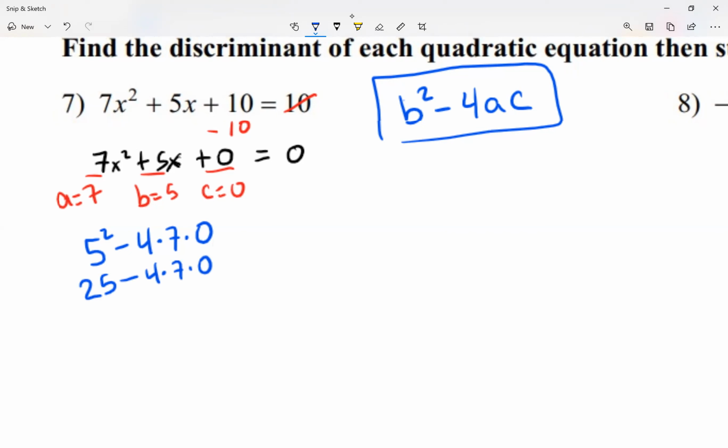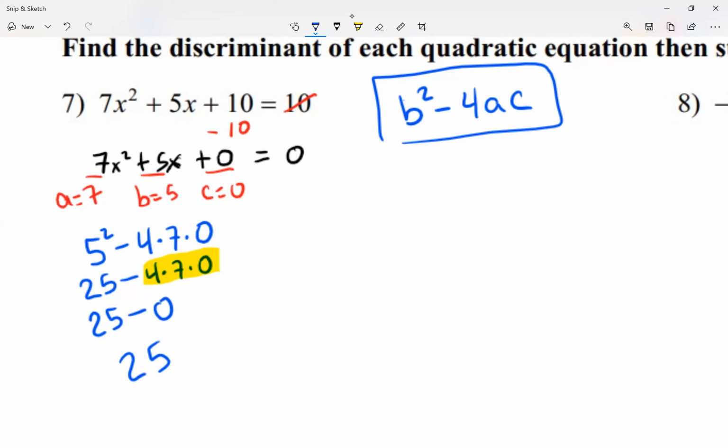Then I have to do multiplication or division. So I'm going to ignore that 25 minus, and I'm just going to multiply these 3 numbers. 4 times 7 times 0. So again, right now I'm not looking at the 25 minus. I'm just looking at my multiplication. 4 times 7 is 28, but 28 times 0 is 0. And then lastly, the last thing that I do is adding or subtracting. 25 minus 0 is 25. Okay, now my discriminant, if I ask you, find a discriminant, 25, okay?